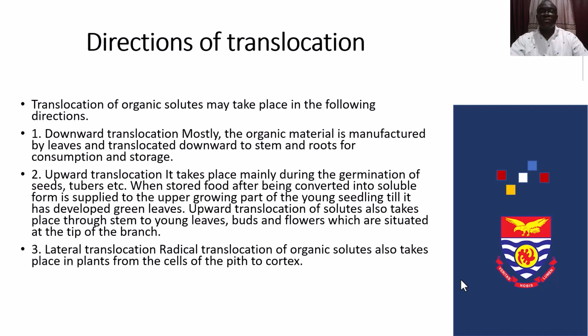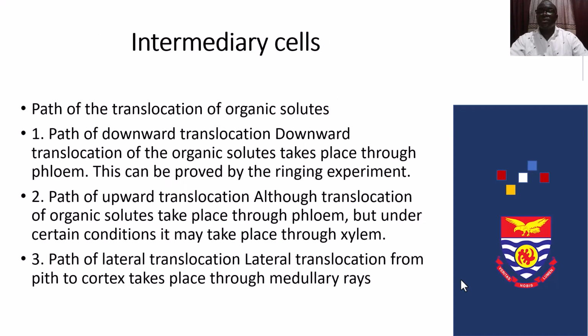Upward translocation of solute also takes place through the stem to young leaves, buds, and flowers, which are situated at the tip of the branch. Lateral translocation: radial translocation of organic solutes also takes place in plants from the cells of the pith to the cortex, through intermediary cells.